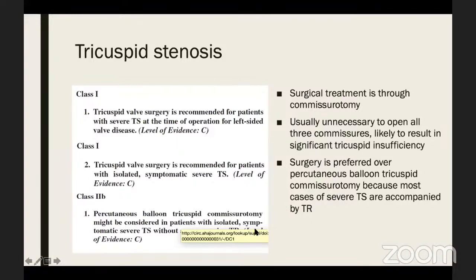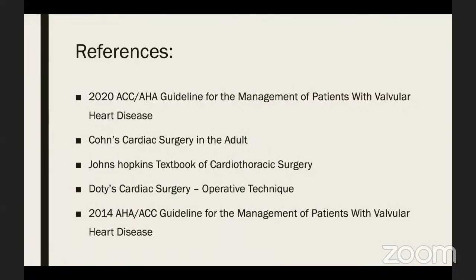Sorry about this picture. So the surgical treatment is through commissurotomy. Again, there was not much detail even in the textbooks about this part. It is usually unnecessary to open all 3 commissures because that will likely result in significant tricuspid insufficiency. And surgery is preferred over balloon commissurotomy because most cases of severe TS also have concurrent TR, and the balloon commissurotomy may exacerbate the TR. These are my references, and thank you.